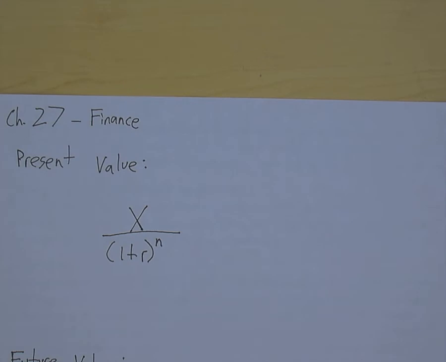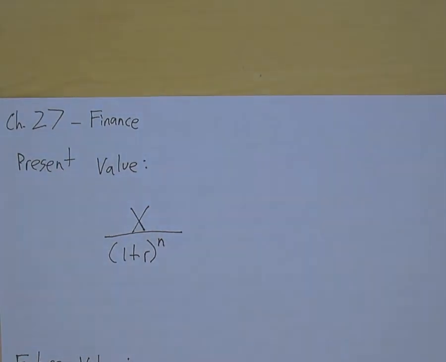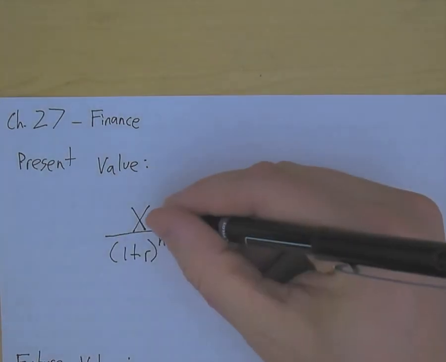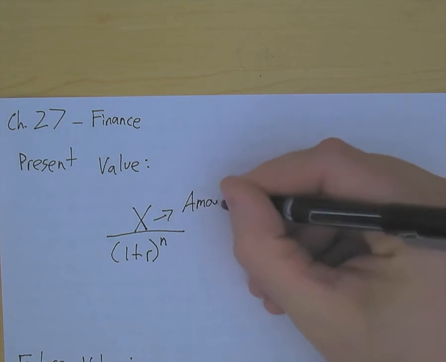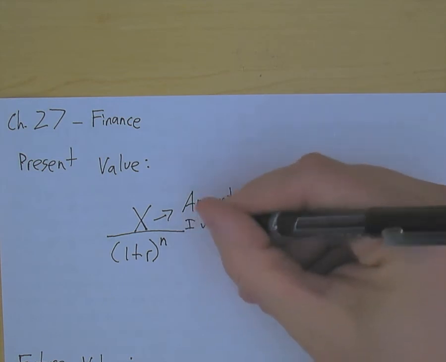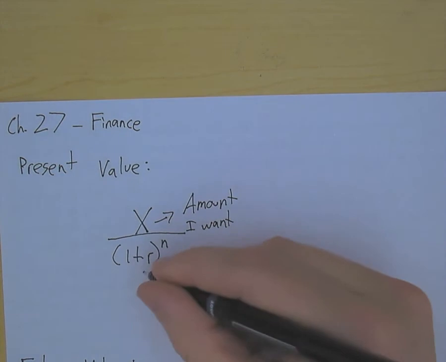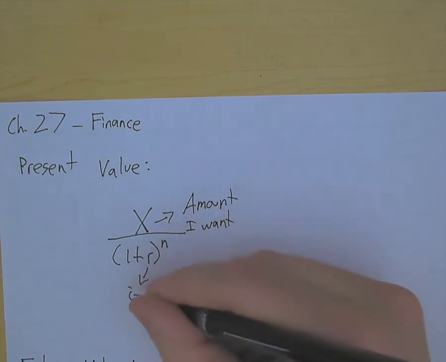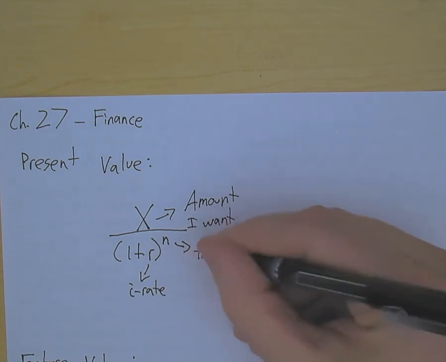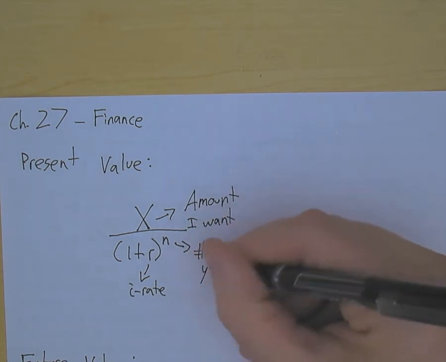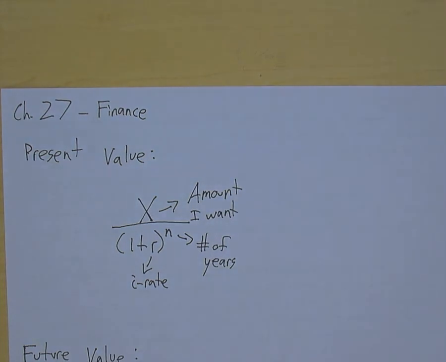And we're given this equation here, where we have x over 1 plus r to the nth power, where x here is the amount of money I want, r is the interest rate, and n is the number of years. So it's going to allow me to say, if I want to have x value in the future, how much money do I need today?